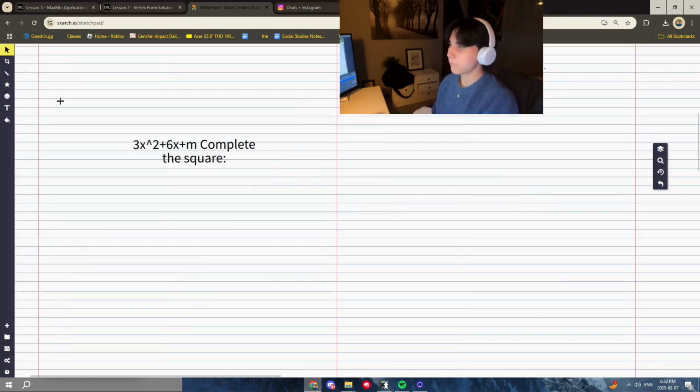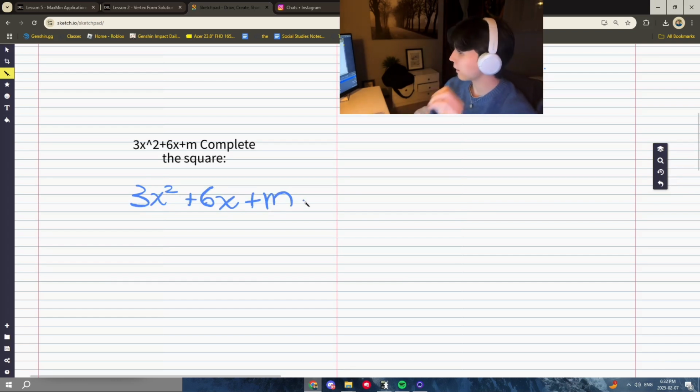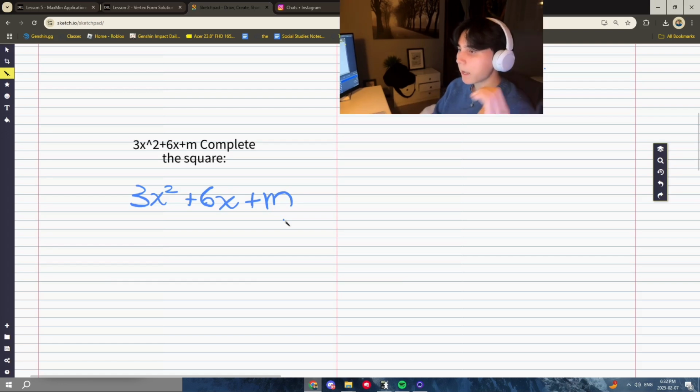So here we have a problem that actually challenges your understanding of what's going on. So I'm going to write this out so it's not as confusing. But instead of C, you're going to notice we have a placeholder that is going to be m. So the way we actually solve and complete the square here is we're just going to do the exact same thing and pretend as if m was an actual number.